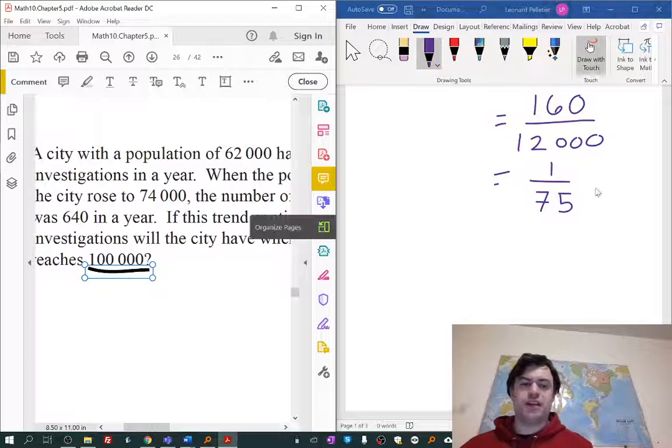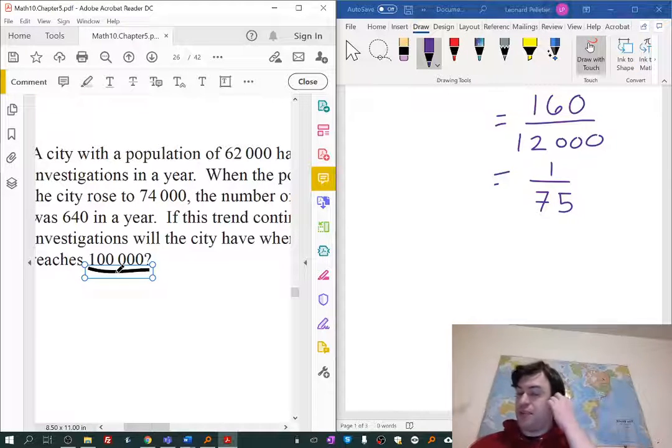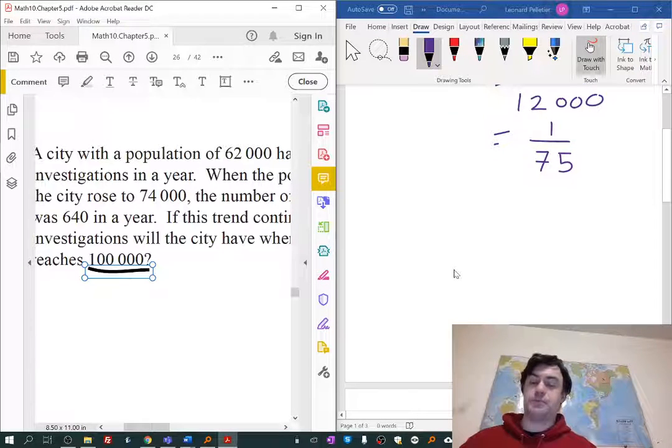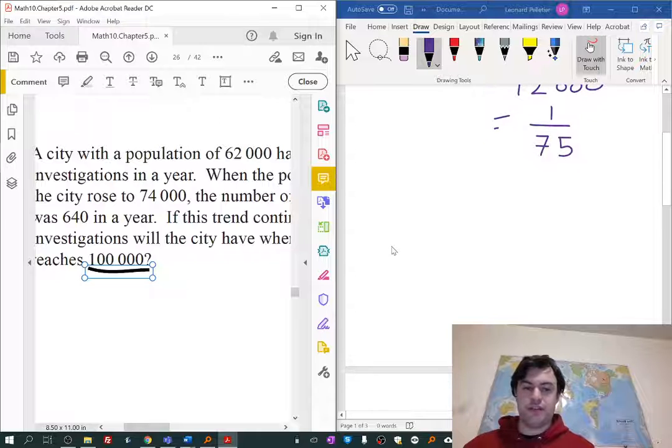So if you just were to calculate, well, if I'm going up by 1 every 75 people, and just figure out how many people that is, that would be a perfectly fine way to answer it. We could also just come up with an equation. So that would be another way to solve it.